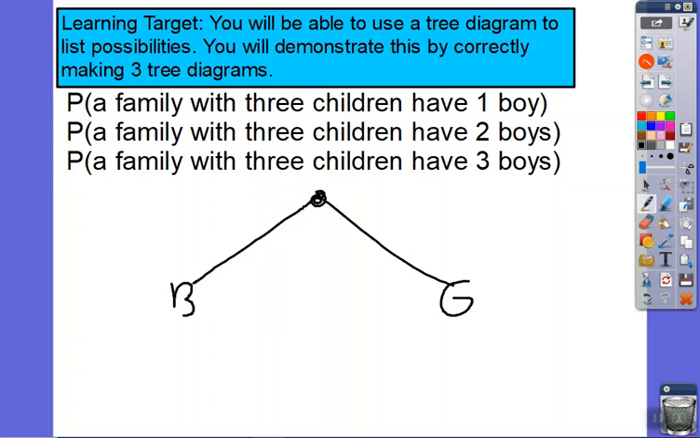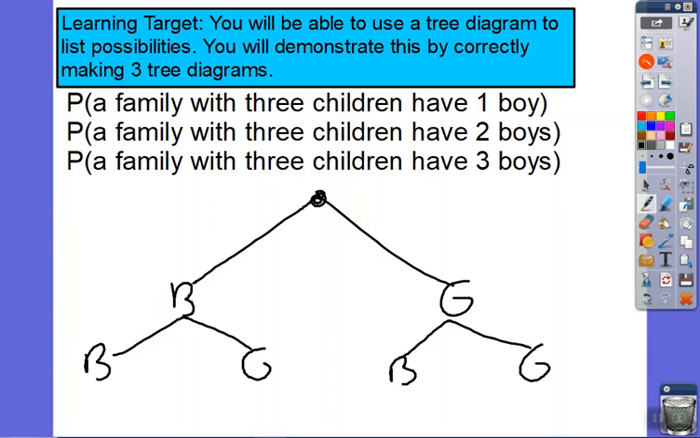And that first stage is the first child. Now I want 3 children, so the next one also could be a boy or a girl. And this will be our second stage. And then for our third child, it could be a boy or a girl.